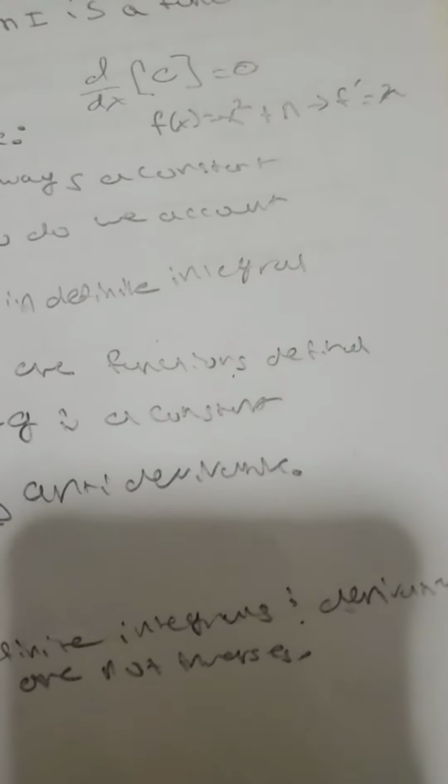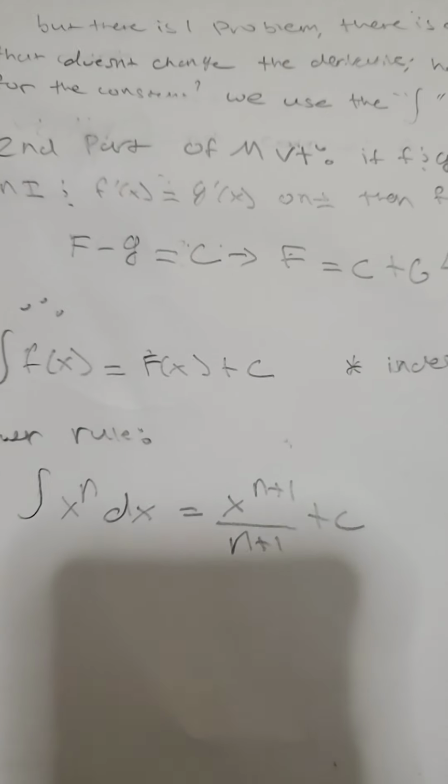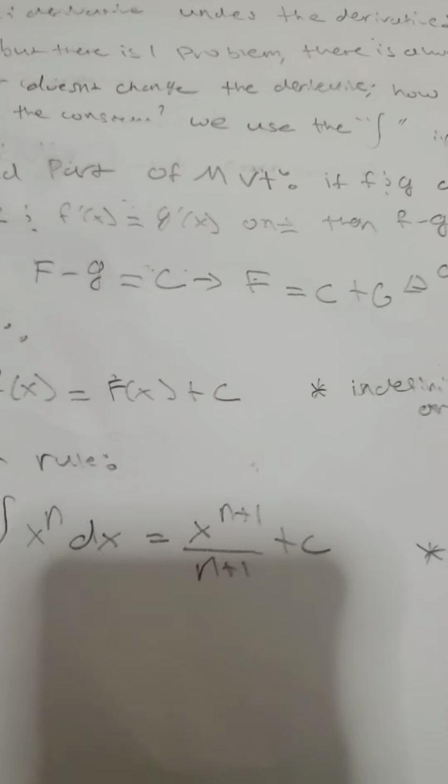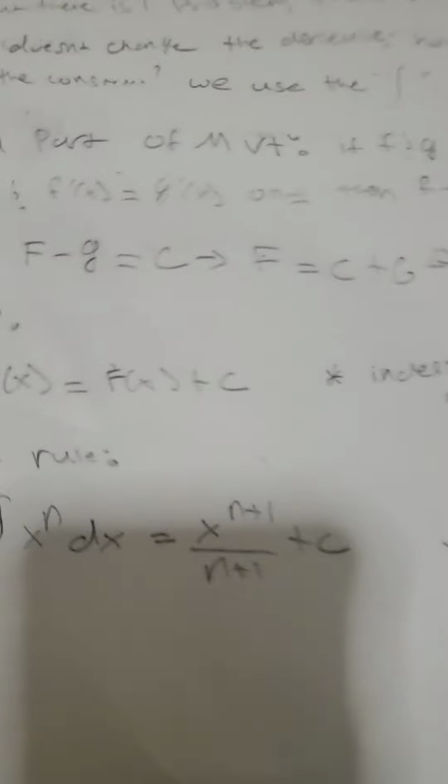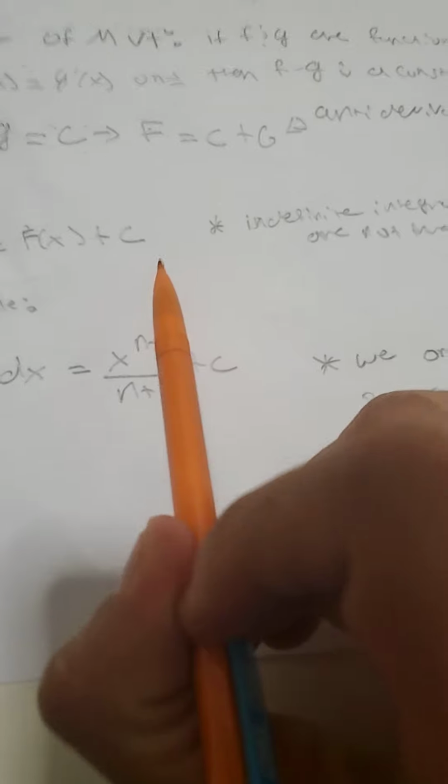Well, that's where the idea of the indefinite integral comes from. All it's saying is that we're going to cover all of the potential constants that will give us the same derivative of the function. This constant is commonly denoted by plus C, and we find that C by the second part of the mean value theorem.